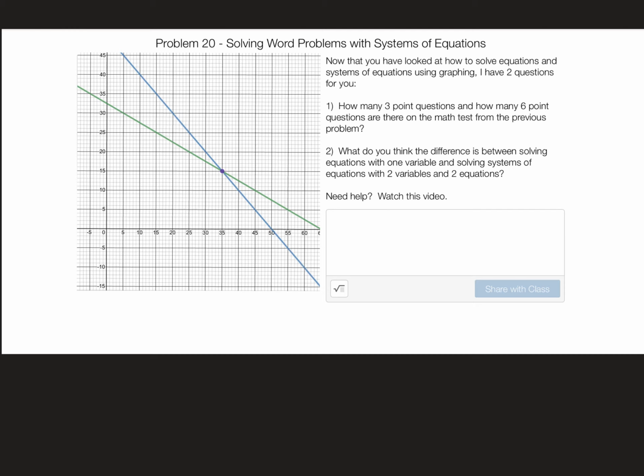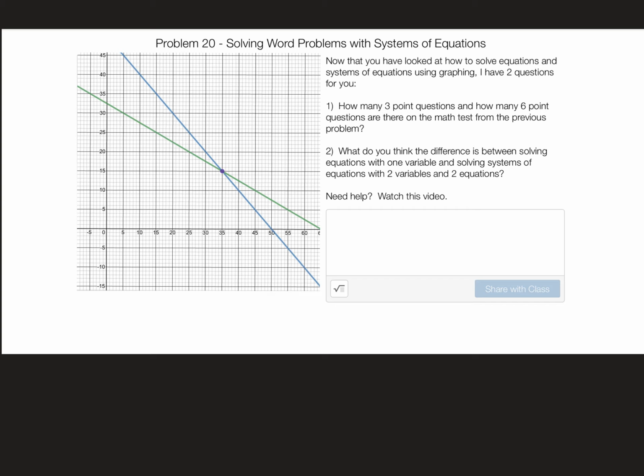Okay, so for this last one, I've already gone ahead and graphed our two linear equations from the previous slide. First of all, we're going to answer a couple questions here. So the first question is, one, how many 3-point questions and how many 6-point questions are on the math test?